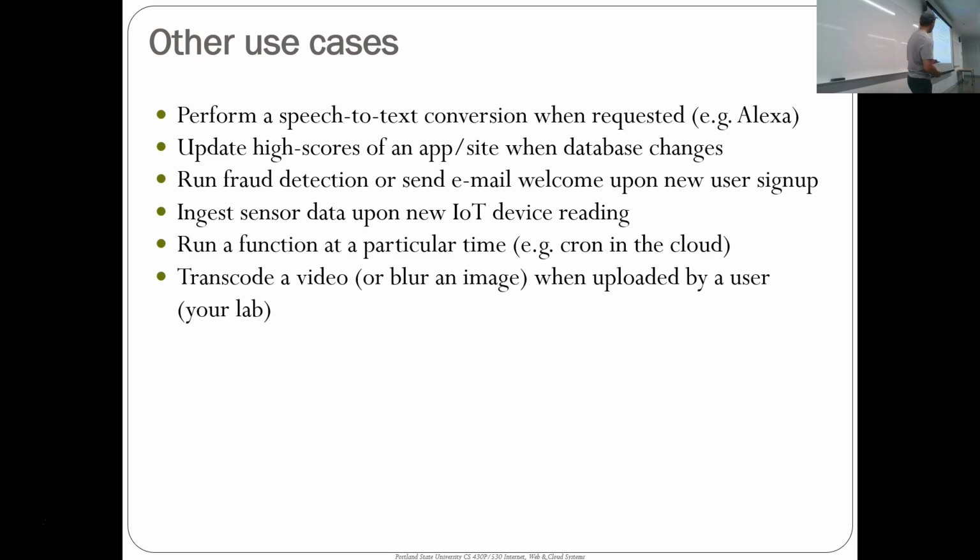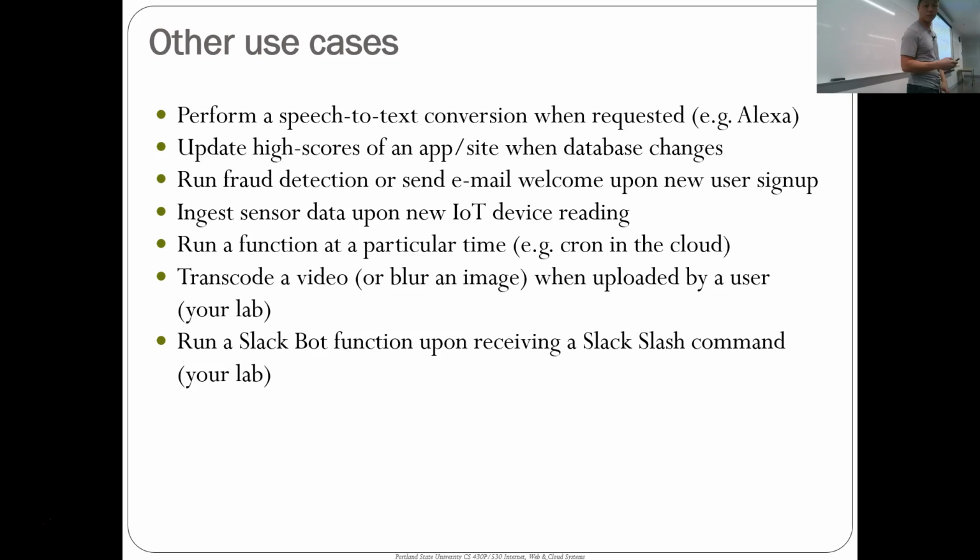Another one is to transcode a video or blur an image when uploaded by a user. So this is what your lab is doing. So YouTube, someone uploads a new video. As soon as that thing is done uploading, it has to transcode it into multiple resolutions so that people from different kinds of devices can hit different resolutions. That would be done as a cloud function.